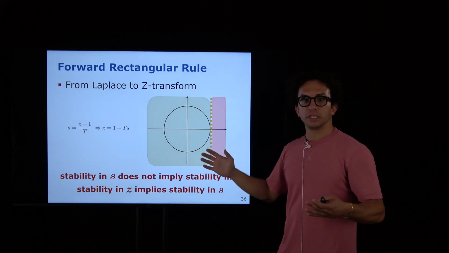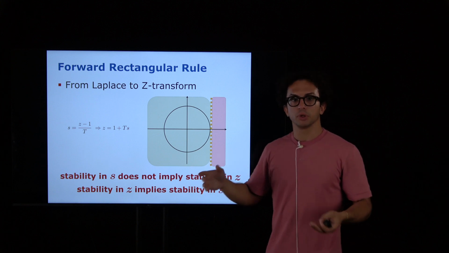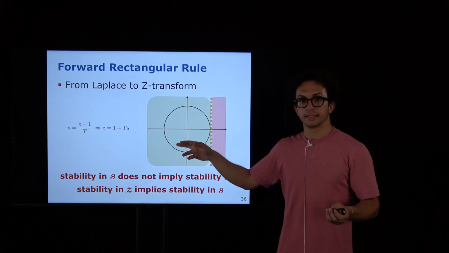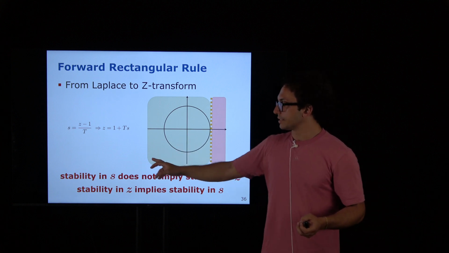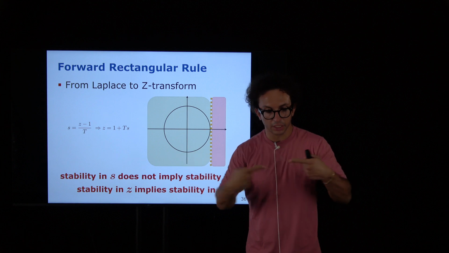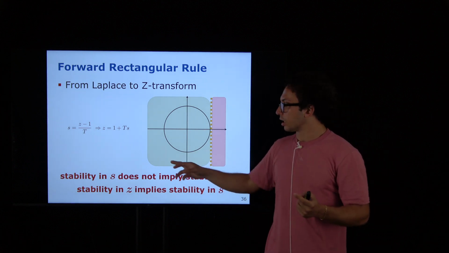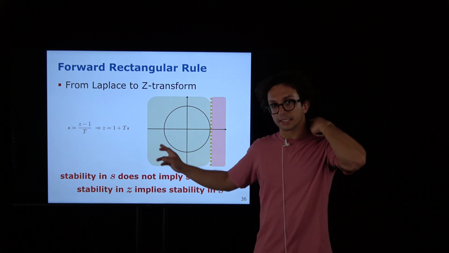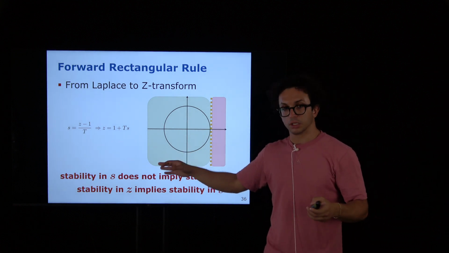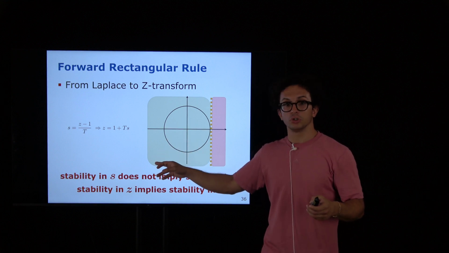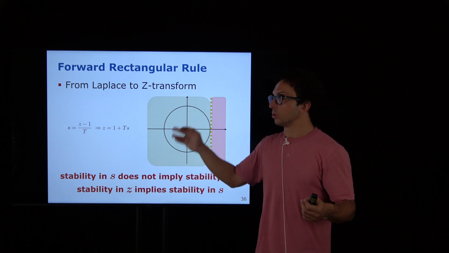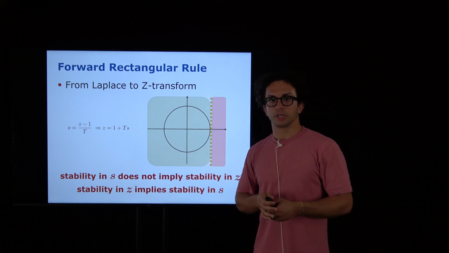So this is the area. It means that if you are stable in S, it doesn't mean that you're stable also in Z, because you can be stable in S and be here and you're not inside the unit circle. So this stability is not both ways. If you have something that is stable in continuous time, you are not sure with this rule that it's stable also in discrete time for this reason.